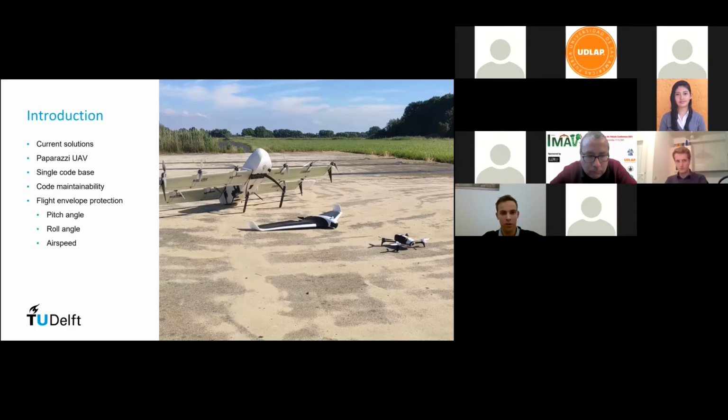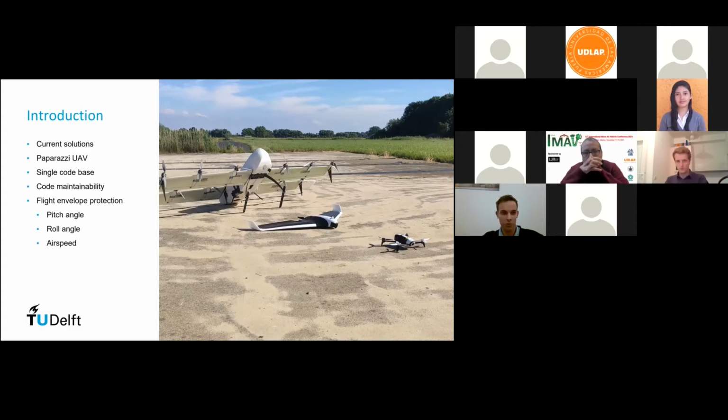First of all, there are already current solutions to fly fixed wings, hybrid drones, and rotorcraft drones. But there is no single code base that can basically fly all drones. For example, you have already solutions at PX4 or ArduPilot, but basically what is happening between forward flight and hover flight is that the controller is changing inside.